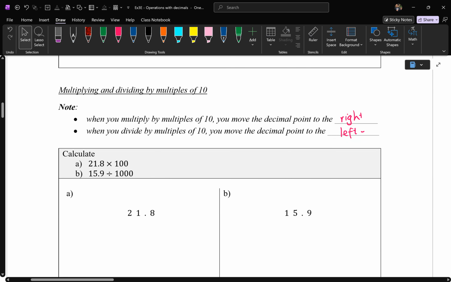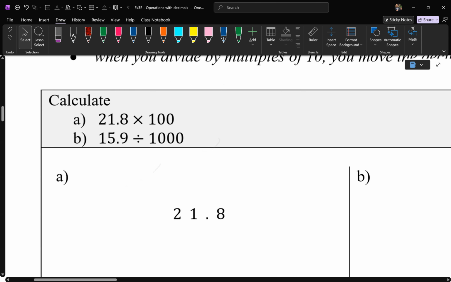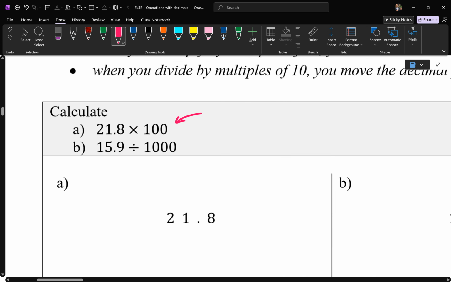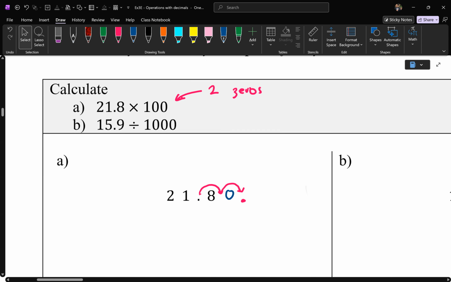Here's an example. If I gave you 21.8 times 100, that's multiples of 10. Because it's multiples of 10, how many zeros do you see there? 2. Because it's 2, you're going to be moving the decimal point 2 units to the right. So 21.8, you're timesing 100, there are 2 zeros, moving 2 units to the right. That's 1 unit, 2 units. So here's my decimal point. That's going to end up here now. Fill in the gap with a 0. And what does that give me?